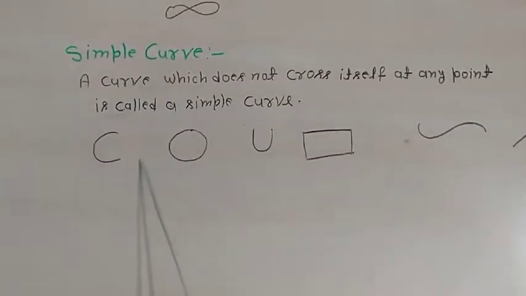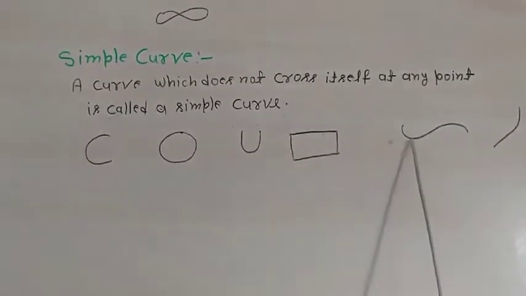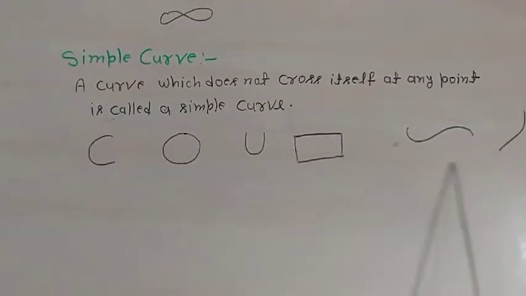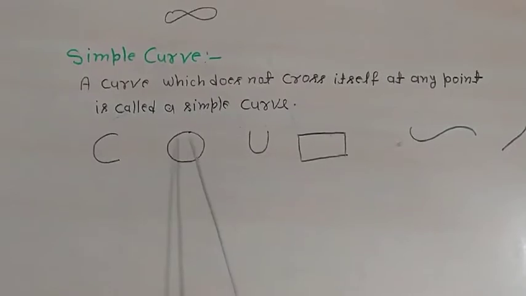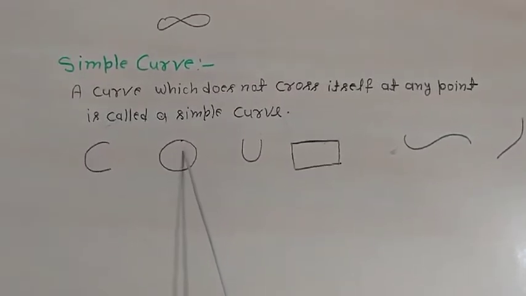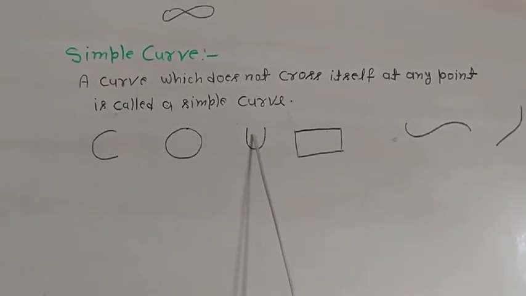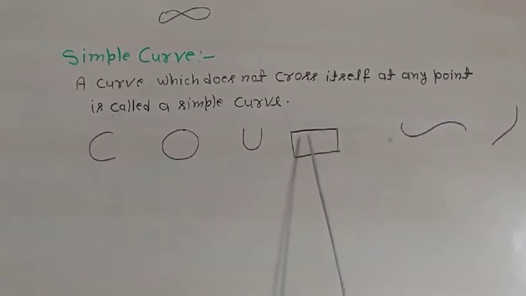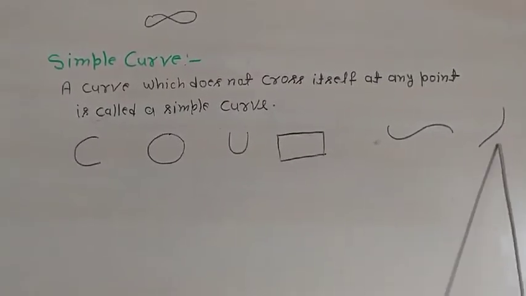But you can see this is an open curve, this is a closed curve, this is an open curve, closed curve, but all curves are simple curves. So this curve is a simple open curve. This is a closed curve, so you can say this is a simple closed curve. This is an open curve, so you can say this is a simple open curve.